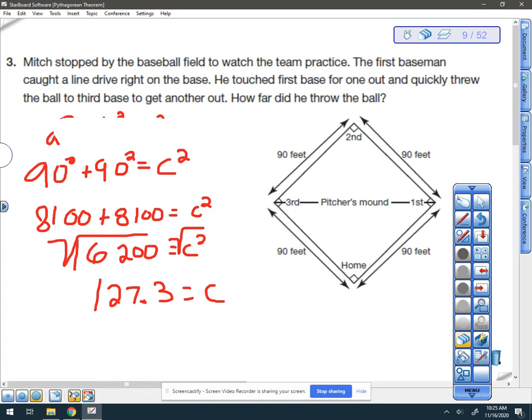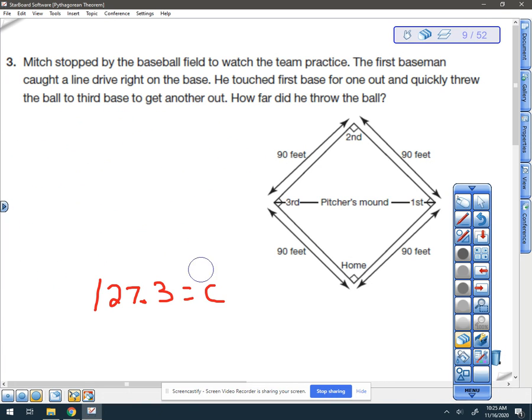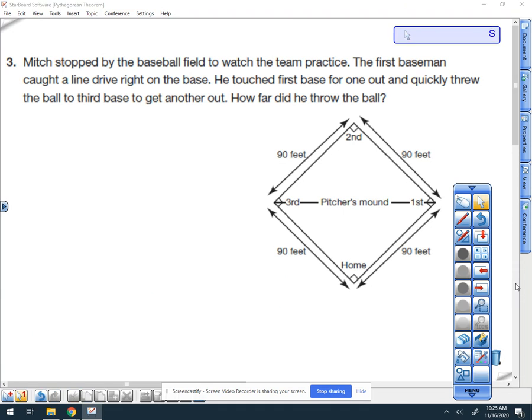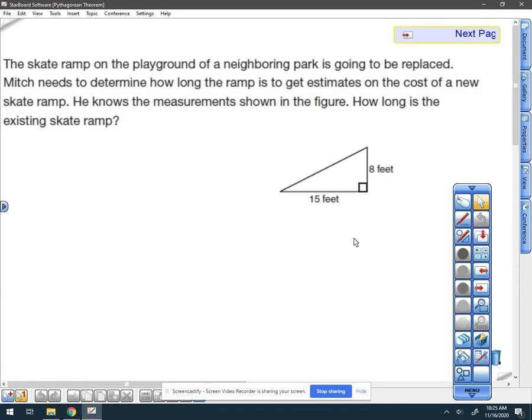Now on this next one, I'm not going to write anything down. I'm just going to pull up the problem, read it to you, and then you're going to pause the video and do this one on your own. Make sure you know what you're doing.